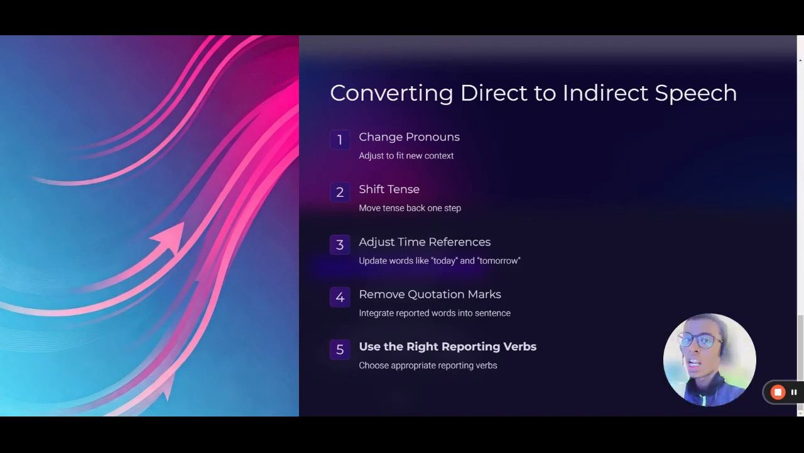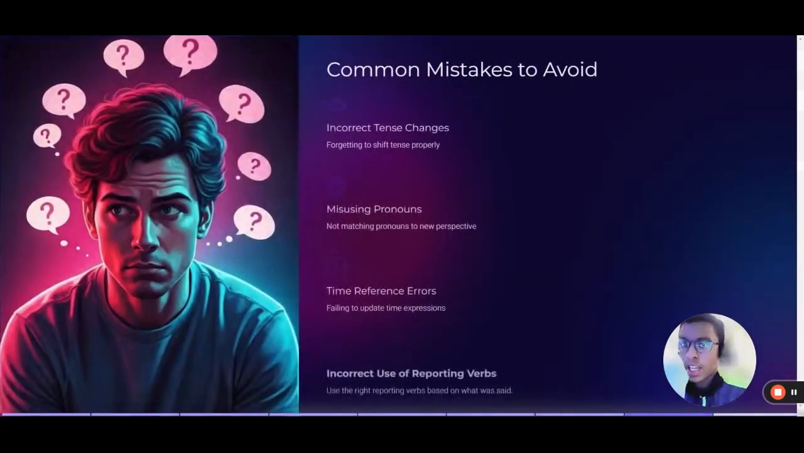Now, let's talk about common mistakes to avoid when using direct or indirect speech. Number one, incorrect tense change. Make sure you shift the tense properly. A common mistake is forgetting this step. For example, if someone says, "I'm happy," and you don't adjust the tense, you might end up with, she said she is happy. Instead, it should be, she said she was happy.